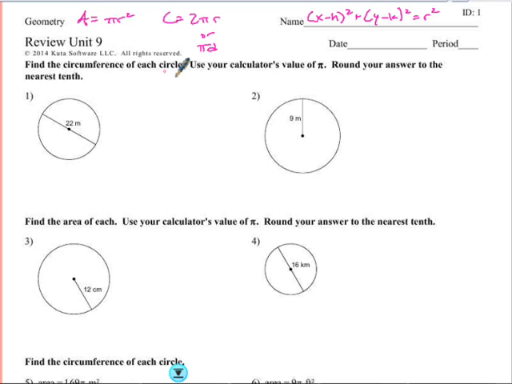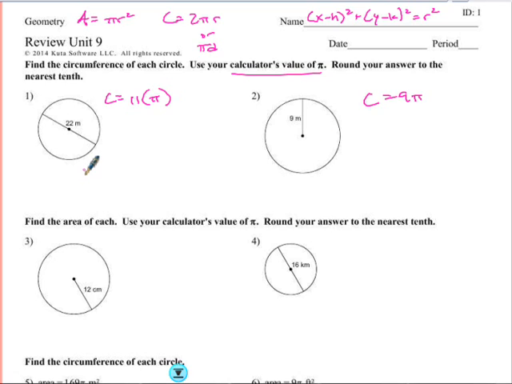The directions say use your calculator's value of pi and round answers to the nearest tenth. So this is just 11 pi. I'm not going to do that calculation because I get paid a lot of money and it's not to push buttons. So you guys can do that calculation on your own. I'm going to set it up for you though. Here the circumference is 9 pi.